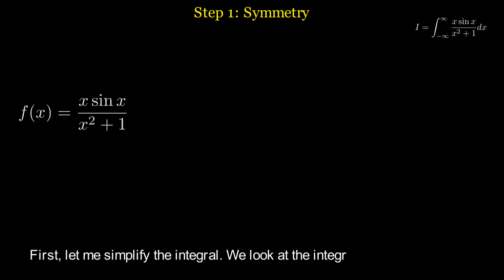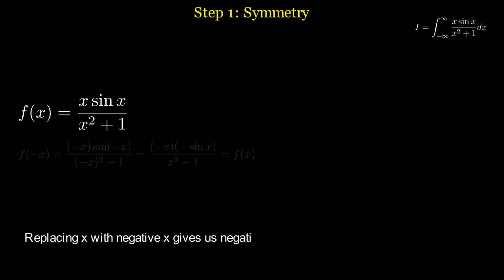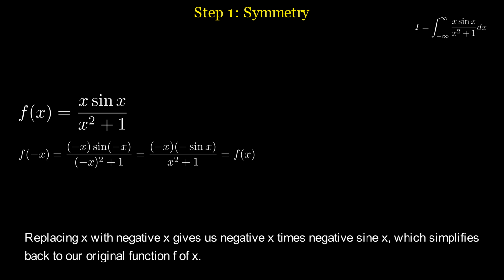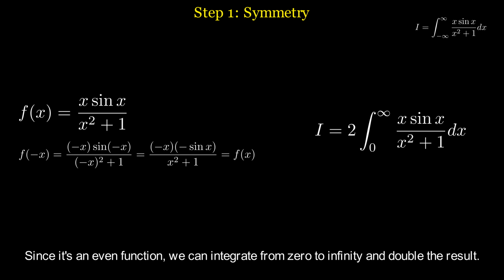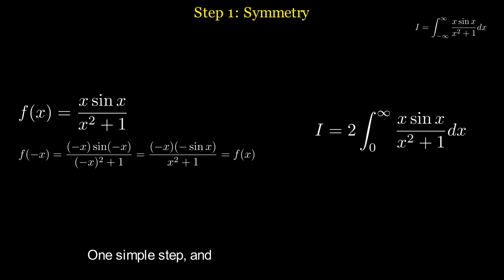First, let me simplify the integral. We look at the integrand as a function of x. Replacing x with negative x gives us negative x times negative sine x, which simplifies back to our original function, f of x. Since it's an even function, we can integrate from 0 to infinity and double the result. One simple step, and we've already cut our work in half.